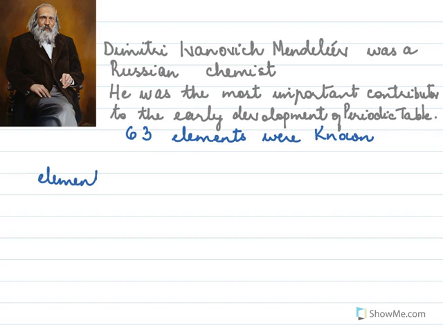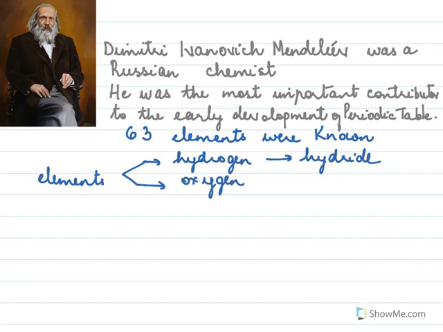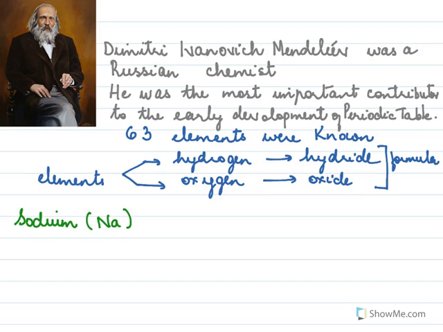So the element was taken, it was then made to combine with hydrogen to give the hydride, and the same element was taken, it was then combined with oxygen to give its oxide. And depending on the formulas of this hydride and oxide so formed, he classified his elements. Let's take the example of sodium.